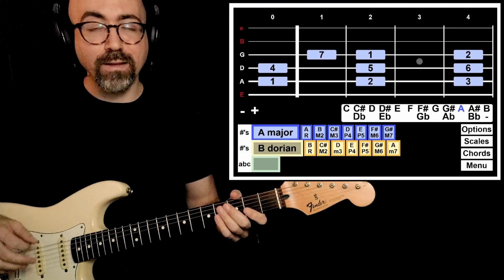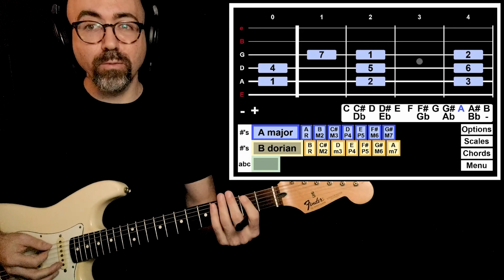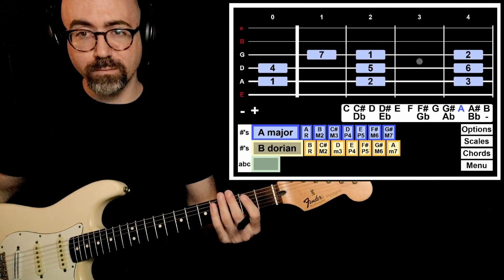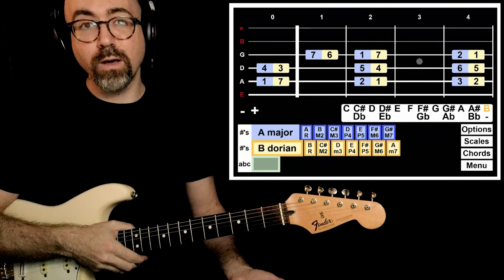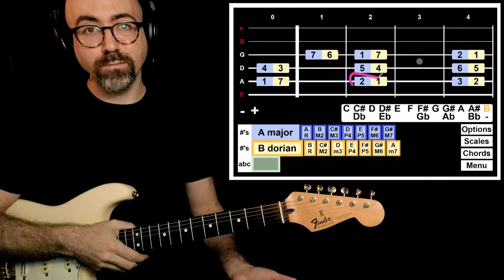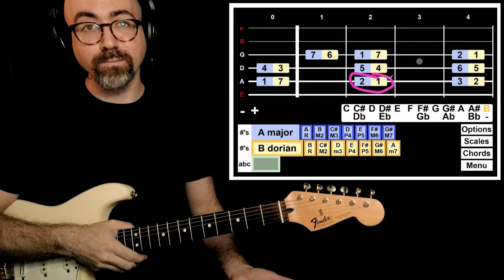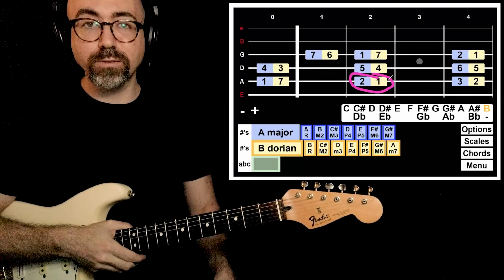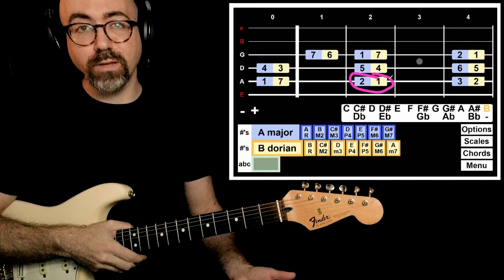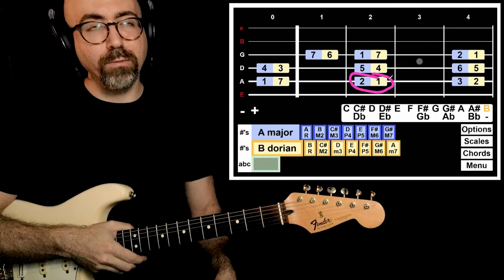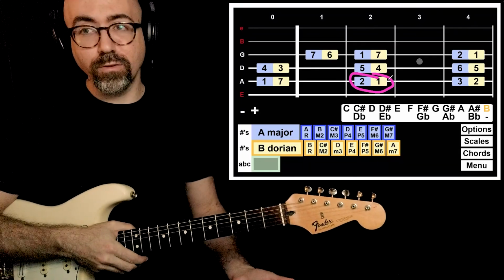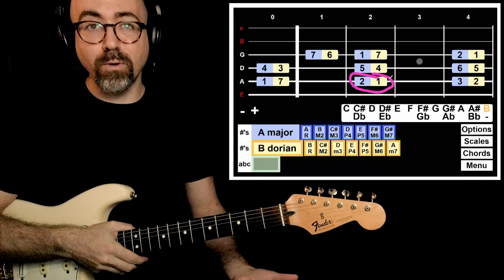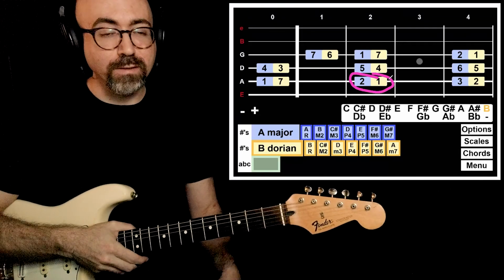Now think of that with the 2 becoming the new 1, but playing all the same notes. So the 2 of the original scale is the 1 of the mode. And this mode is Dorian. So the mode based off the 2 is called Dorian. It uses all the same notes in A major, but you start and finish on 2 or B, and you think of the 2 as its own 1, as its own home base.